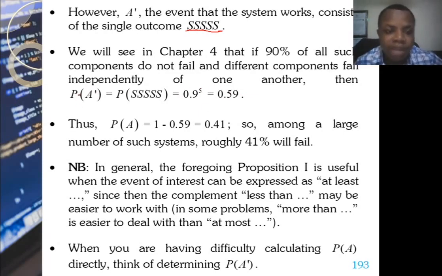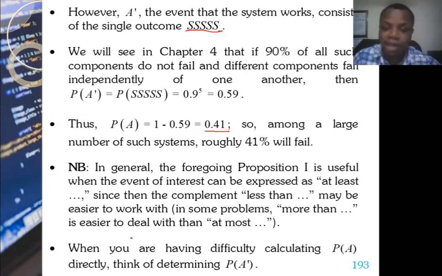So if you've been able to determine the probability of A prime, for us to get the probability of A, all that we have to do is just subtract it from 1. And that is just going to give us the probability of A. So other than going through trying to estimate all the outcomes of A, which is about 31, we could just go through by finding the probability of the A complement, which happens to be very easy. Then you just subtract it from 1, and that is going to give you the probability of A.